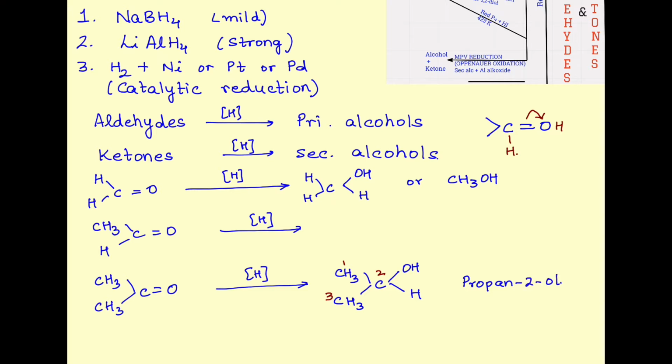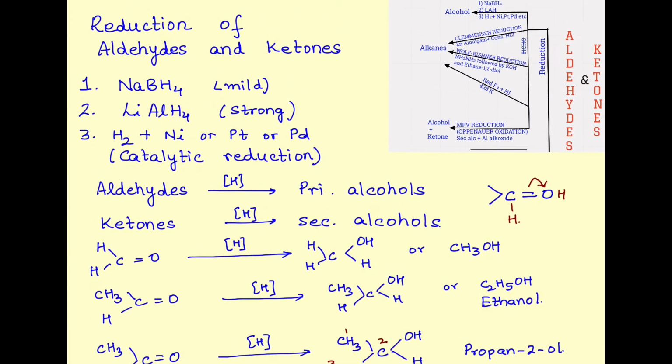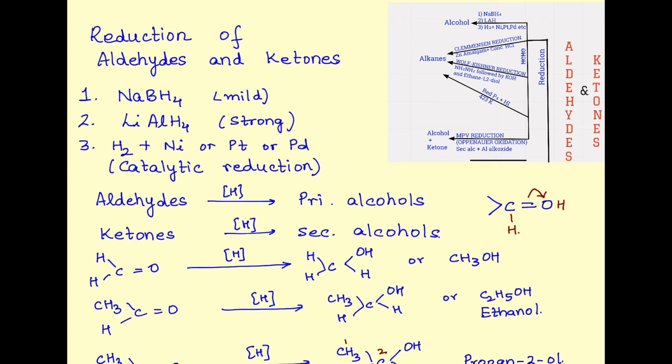Okay, you want to check the product over here, CH3, H, C, OH and H. What is this? This is ethanol, C2H5OH, ethanol. Better to write the name of the product so that you remember it. In other words, by using any of these reducing agents, we are able to convert aldehydes and ketones to alcohols. Let's move on to the next one.